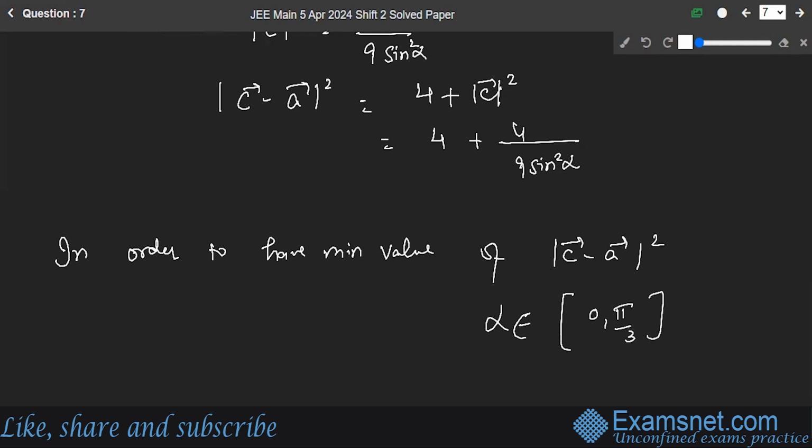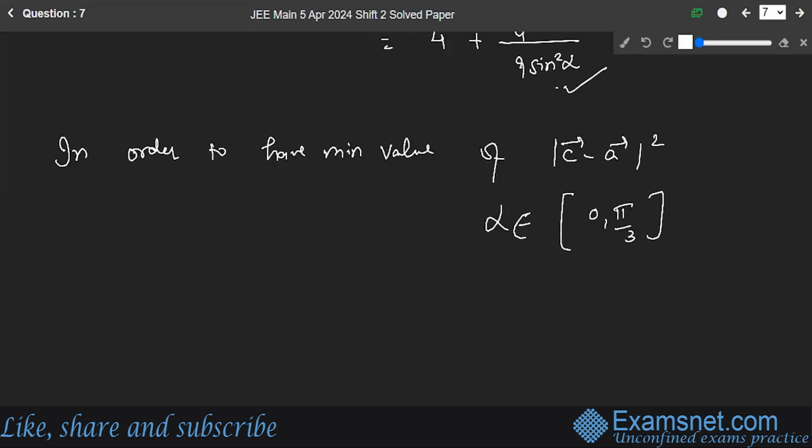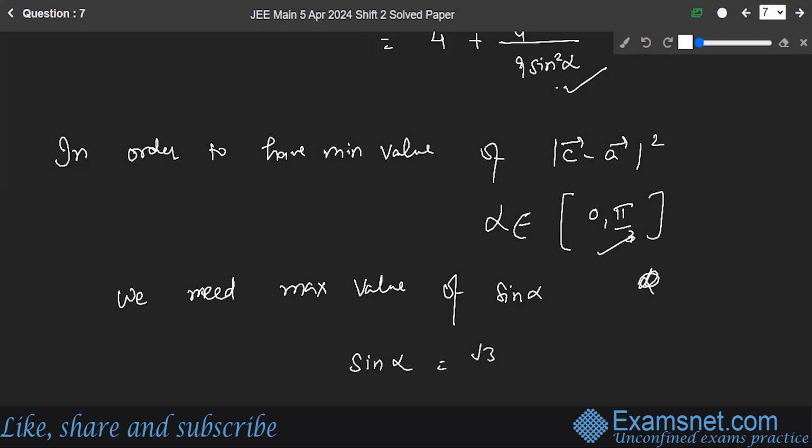So you need to have the maximum value for sine alpha, because sine alpha is lying in the denominator. We need the max value of sine alpha, and alpha is lying between 0 and pi by 3. So the maximum value will be sine pi by 3, which is equal to sine 60, root 3 by 2. So this is the maximum value it can have.